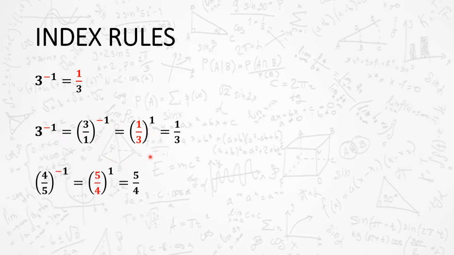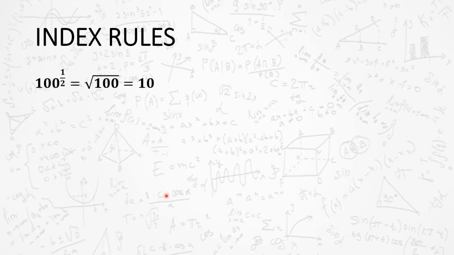If we have a fraction, (4 over 5) to the power negative 1, again, the negative sign flips the fraction as the reciprocal. So 4 over 5 becomes 5 over 4, and the negative sign did its job. To the power 1 is itself. Therefore, the final answer is 5 over 4. So those are the negative indices.